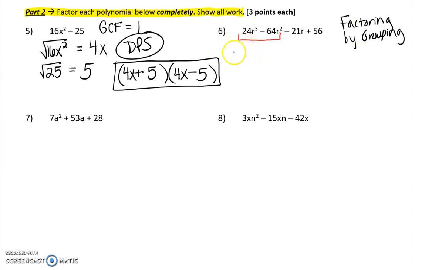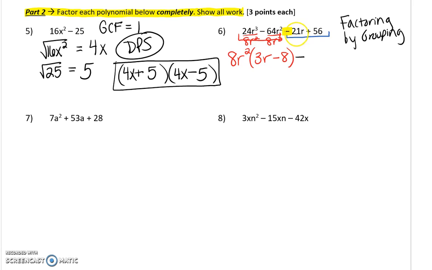When I group the first 2 terms together, 24 and 64 has a GCF of 8. R cubed and R squared has R squared in common. Once I divide out that 8R squared, I'm left with 3R minus 8. Then we have to take a look at our second group. Remember, this sign right here, this negative, is going to get brought down.